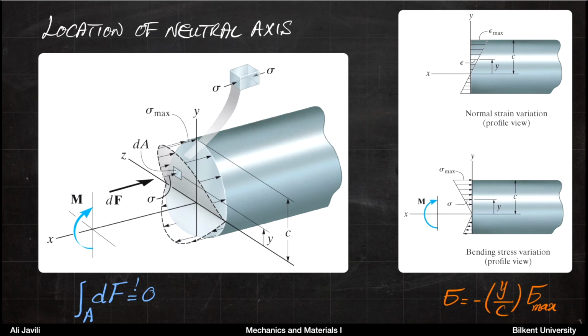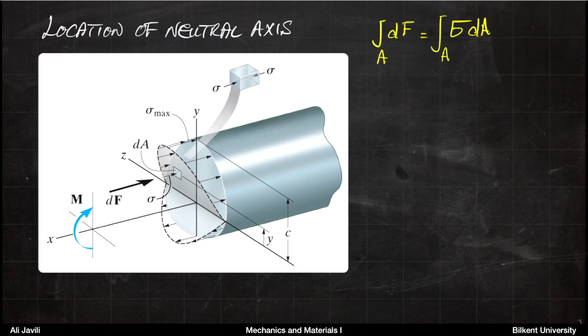But also we know that equilibrium requires that the integral of dF must be 0 over the area. So this is your equilibrium equation. This is the stress distribution. And what you need to do is to insert the stress here into the equilibrium equation and proceed with that. So that's exactly what we do here. We integrate dF over A, and we know this must be 0.